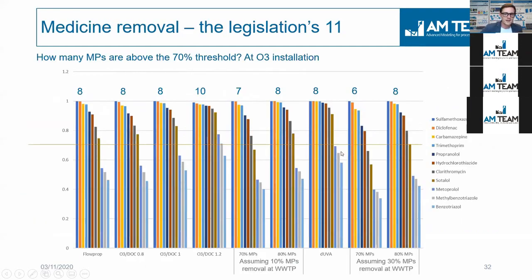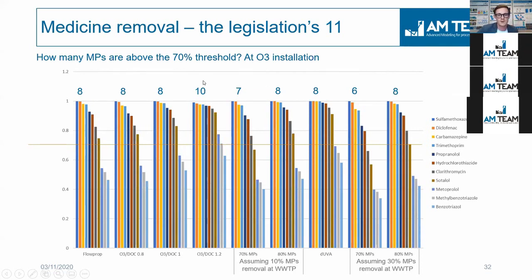But this is the most interesting part, of course. If you have this virtual full-scale installation, you can just release the model, and in a matter of a couple of weeks, we have tested all kinds of scenarios, different dosages, different dosing strategies. And then for each of the scenarios, you can make, for these 11 Dutch indicator components, the analysis of how much are above the 70% threshold, 8 to 7 to 10.